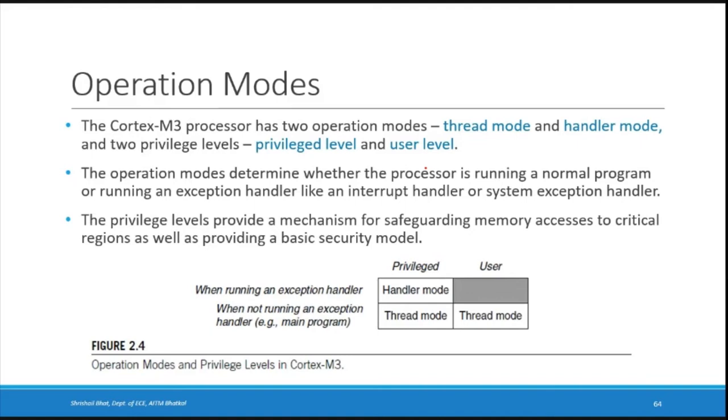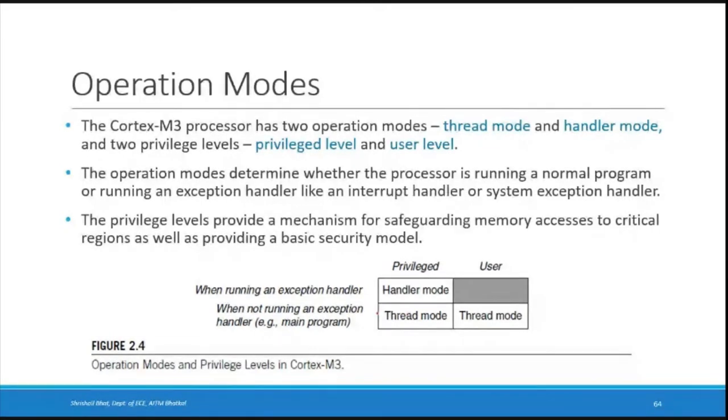Whenever it is in thread mode, it will be running a normal program, and when it is running interrupt handlers or exception handlers, it will be in the handler mode, right? So there are two modes. For running normal programs, it will be in thread mode. For exceptions or interrupts, it will be in the handler mode. Then the privilege level and the user level provide a mechanism for safeguarding memory accesses to critical regions, to protect the memory from unauthorized access, as well as providing a basic security model. So this gives an indication of the different operation modes and privilege levels.